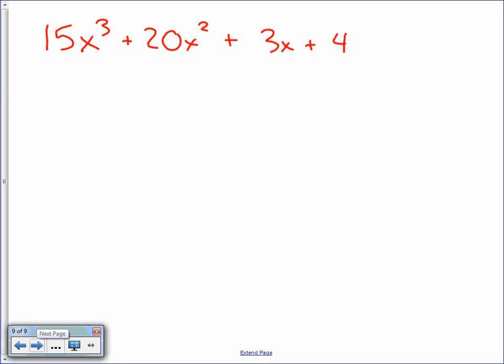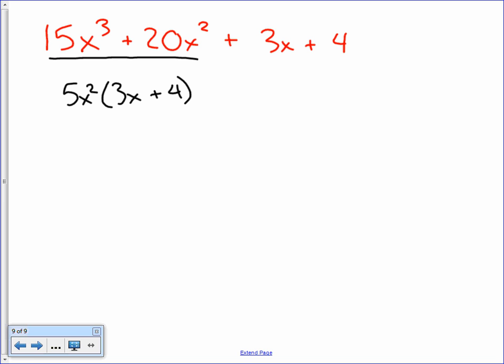And one last one. Looks a little different. Actually, I'm not sure what's different about this one. We'll see if it actually is or not. So I can divide out 5 and x squared. Then I have a 3x plus a 4. And then, oh, I see how this one's different. So 3x and 4, there really isn't anything you can divide out, so it's just like a 1. Okay, and then I have 3x plus 4. That's what's different about this one. There isn't anything I can really divide out of these two besides a 1, so that's okay. Just divide out that 1.